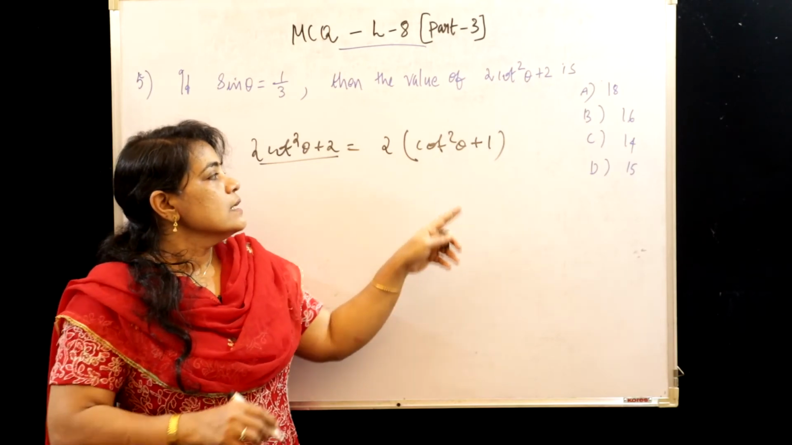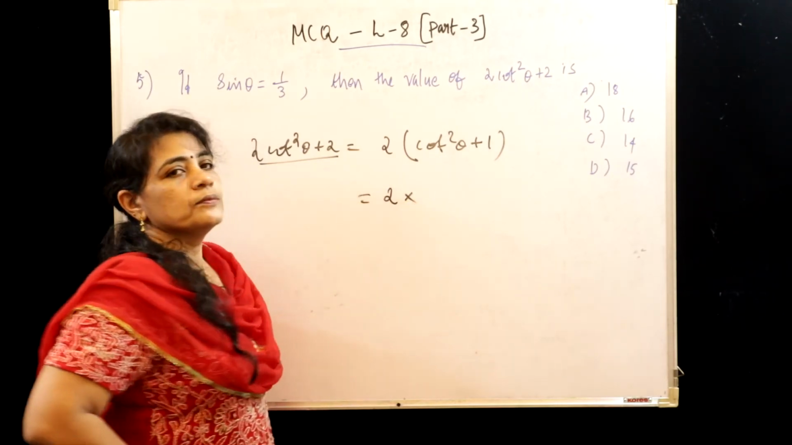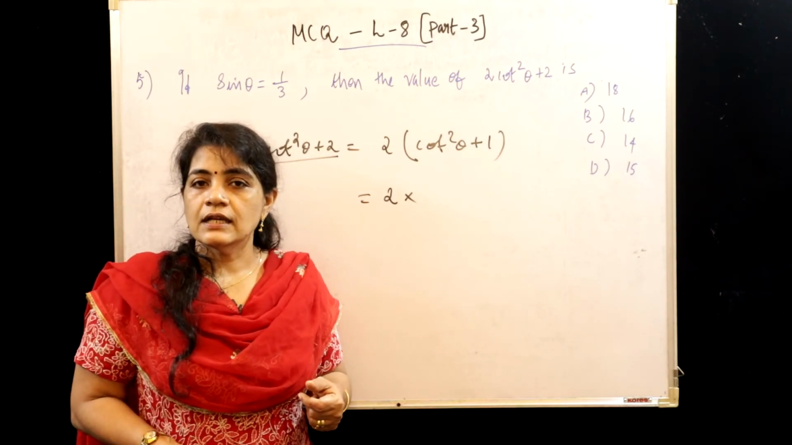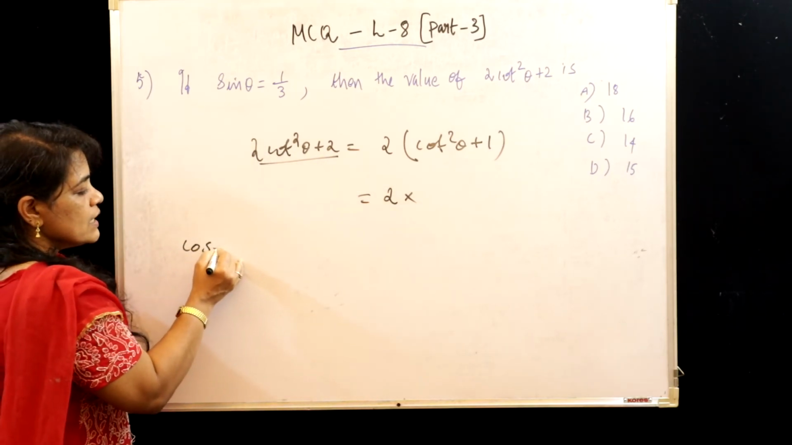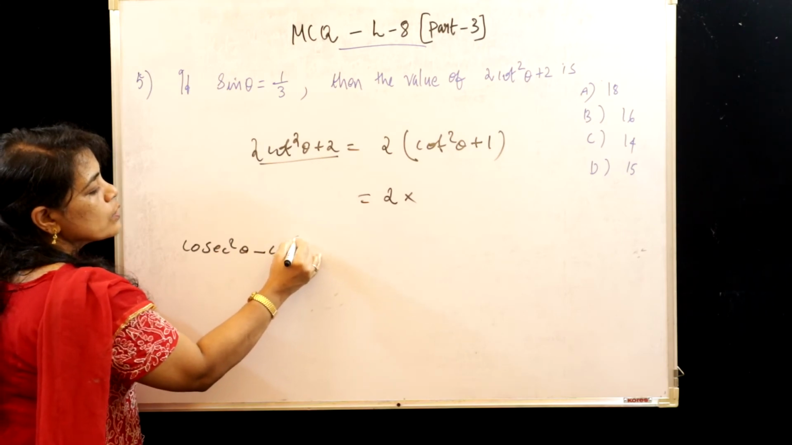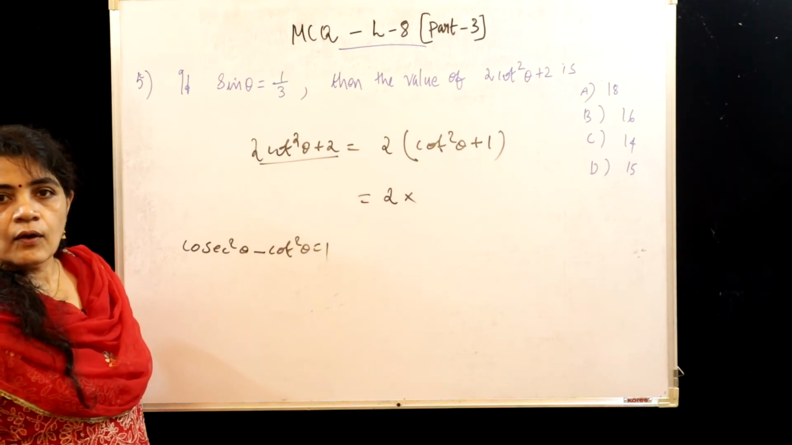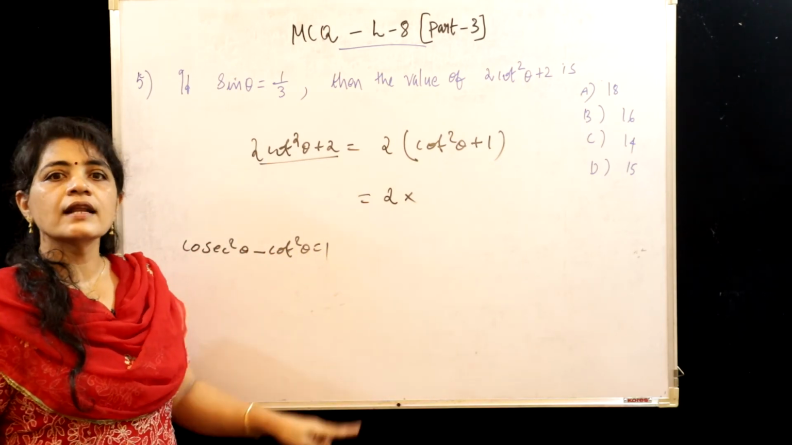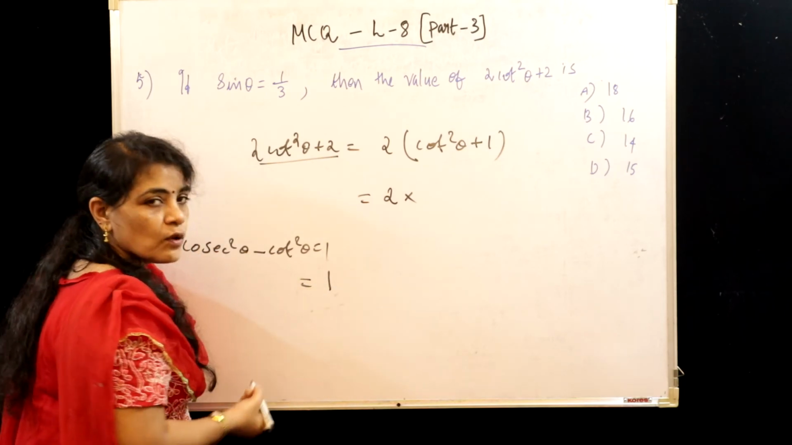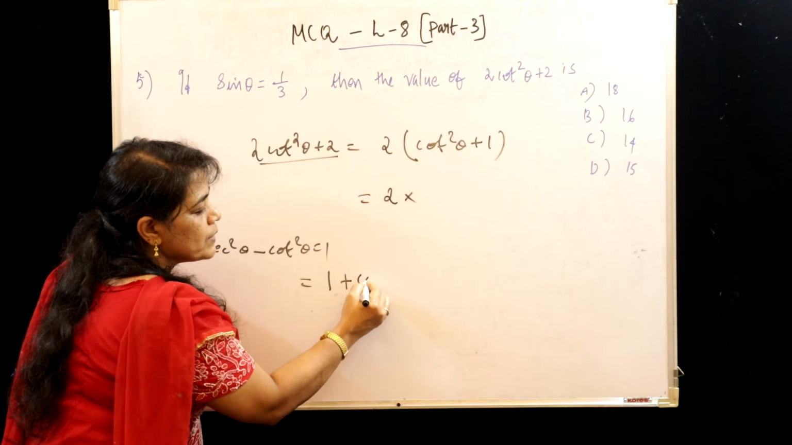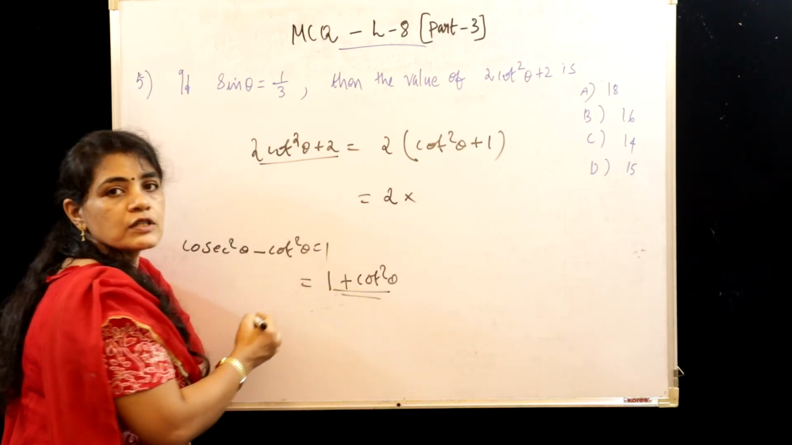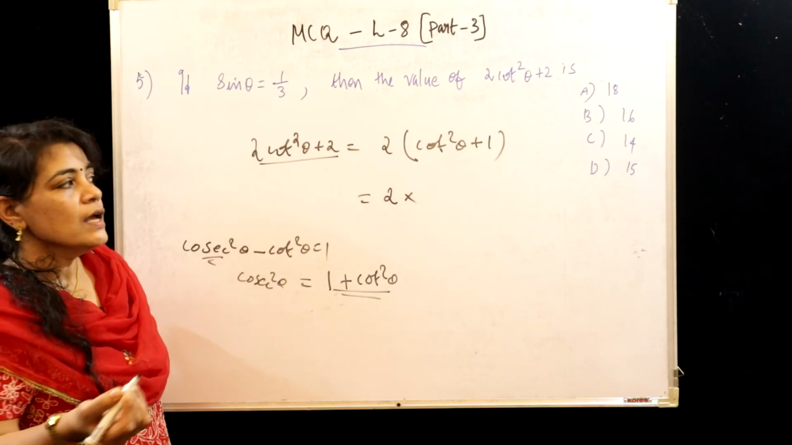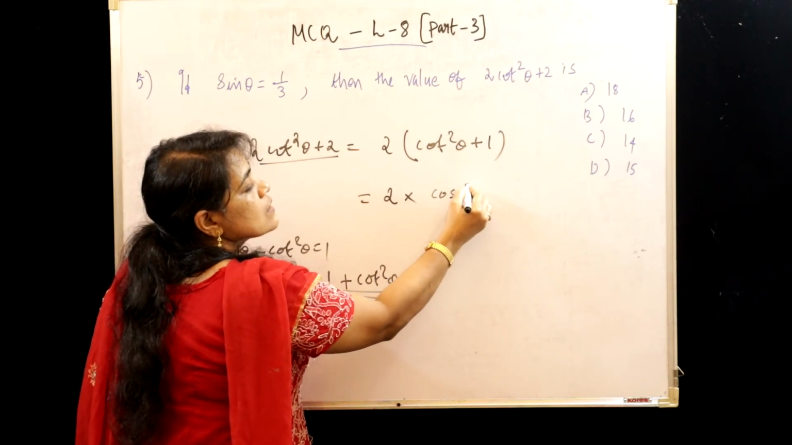And this is equal to 2 into, what is cot square theta plus 1? We have the third identity, that is cosec square theta minus cot square theta equals 1. Here we have cot square theta plus 1. If minus cot square theta comes to the right-hand side, 1 is already there, and it becomes plus cot square theta. So what is 1 plus cot square theta? That is cosec square theta. So you can write this as cosec square theta.